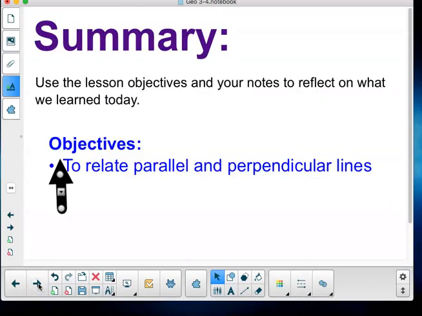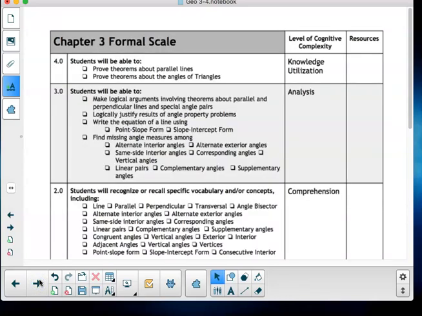So it's a summary. Use the lesson's objectives in your notes to reflect on what we learned today. The objective: to relate parallel and perpendicular lines. Keep in mind, go inside the front cover of the chapter 3 notes and see what you know new today and see what you've got left to know.